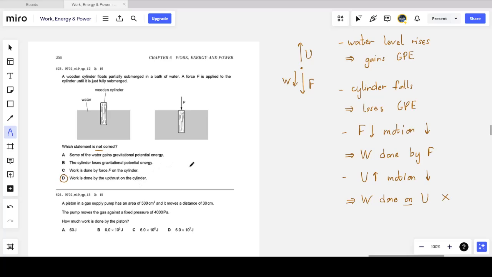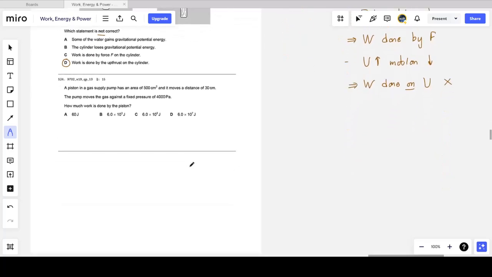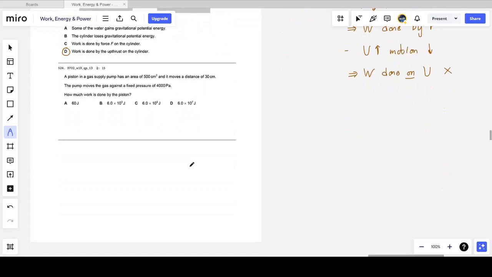So we tested each one of these statements and we found the one that is not correct is the last one. Work is done on a force when the force is opposite to the direction of motion, 180 degrees difference.